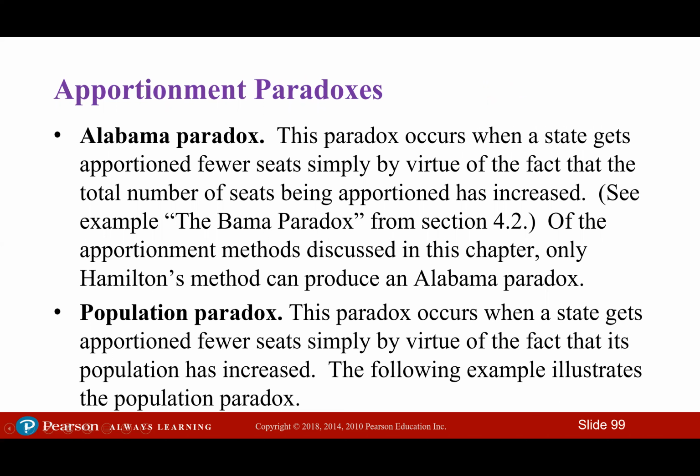All right, and then apportionment paradoxes. Again, things that seem to be non-logical in our thinking here. So we have the Alabama paradox. Most likely something happened in the state of Alabama. But this occurs when a state gets apportioned fewer seats simply by virtue of the fact that the total number of seats being apportioned has increased. So the number of seats increased, but then theirs now went down. It has to do with the divisor.